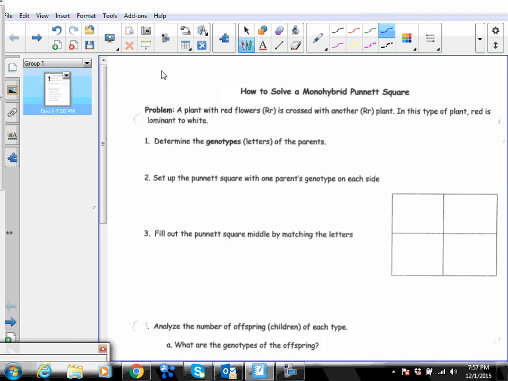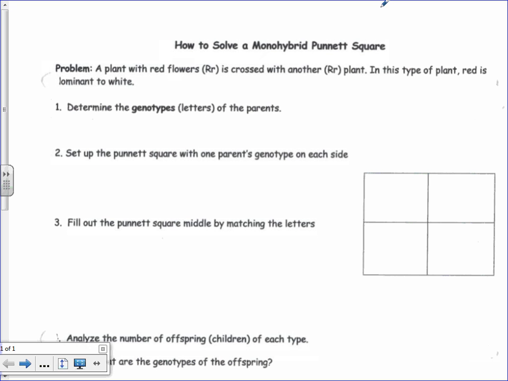So the first thing that you want to do with this worksheet is put your name up at the top here.